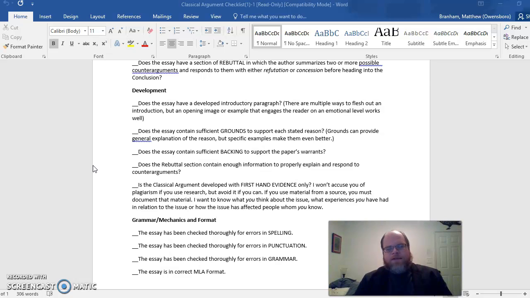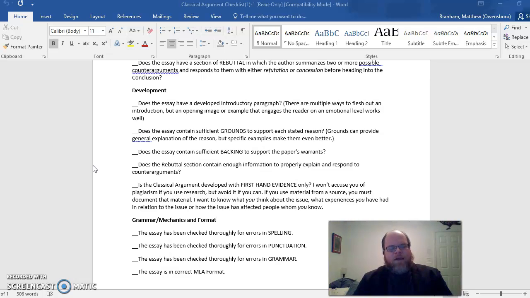Also, for each of your stated reasons, you should have grounds. Grounds are just bits of evidence that are meant to support a stated reason, and those can provide a general explanation of the reason, but specific examples make your grounds even better. So you can start with a general explanation of what you mean with your stated reason. Then you can put in experiences from your personal experience and your personal observation, and that makes for a good, strong paragraph.